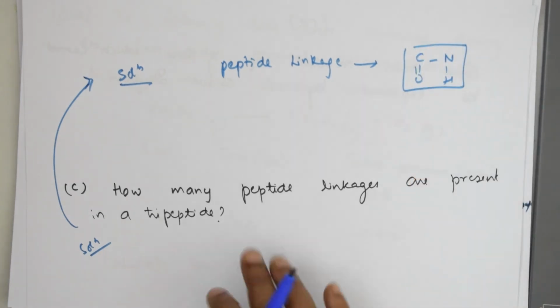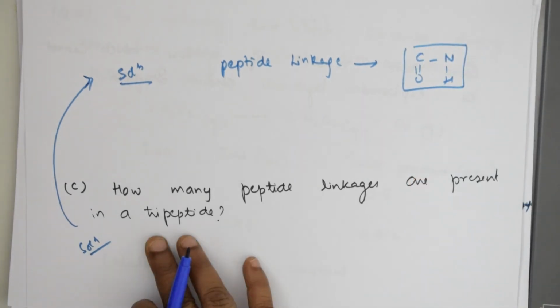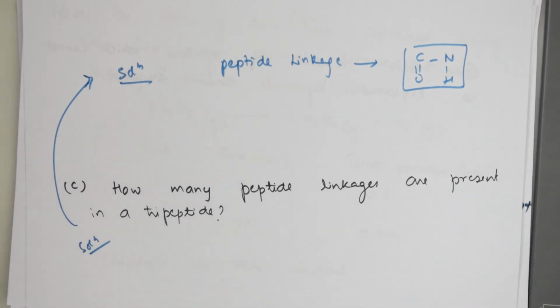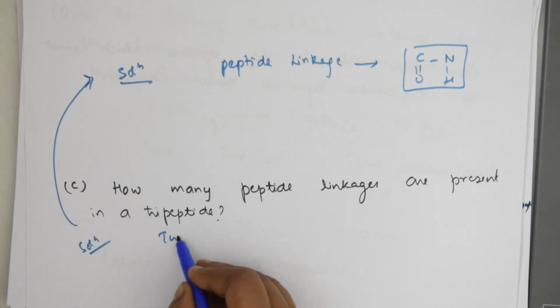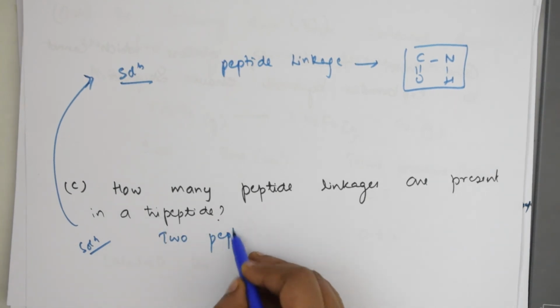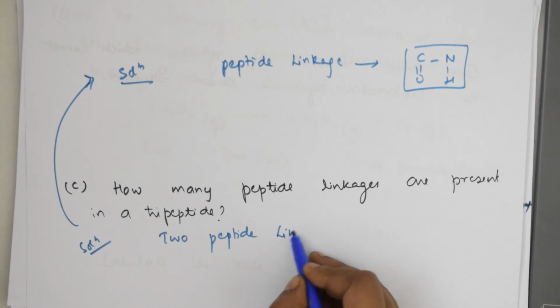Now they ask how many peptide linkages in a tripeptide. Simply as the name says, a dipeptide means 2 units, a tripeptide means 3 units. Don't get confused. A tripeptide has 2 peptide linkages. Remember that. Tripeptide is how many? 2 peptide linkages. How, ma'am, how is this?